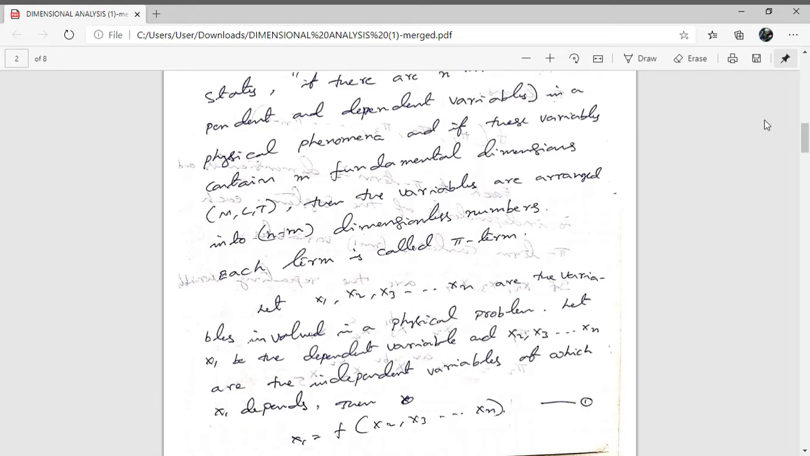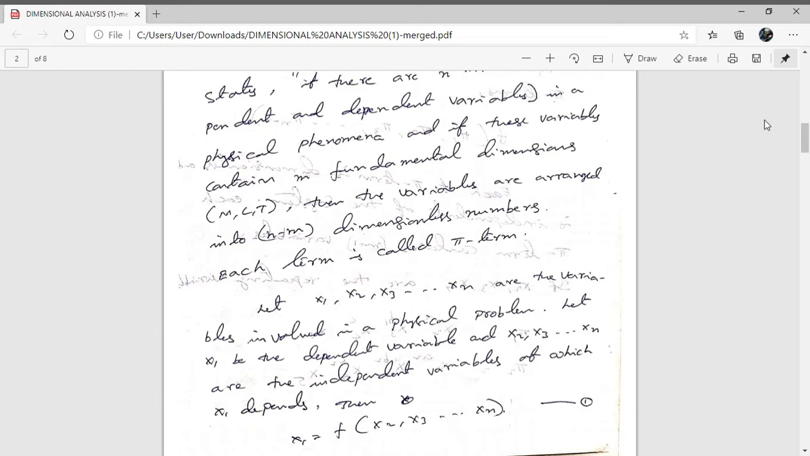Already we have discussed there are so many non-dimensional numbers. Reynolds number is a non-dimensional number, Prandtl number is a non-dimensional number, Nusselt number is a non-dimensional number, Biot number is a non-dimensional number. Like this, there are so many non-dimensional numbers. In terms of non-dimensional numbers, we will find the solution.